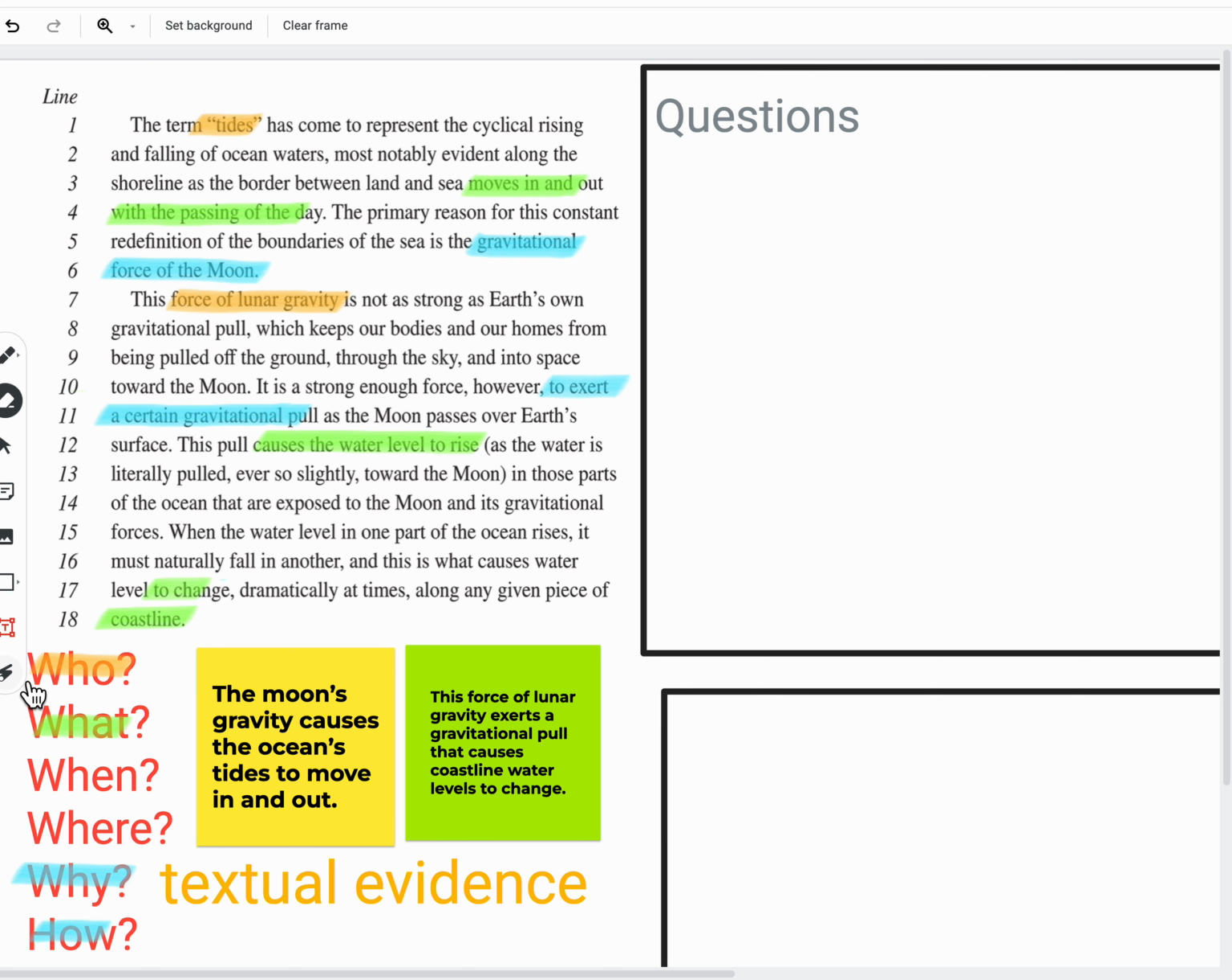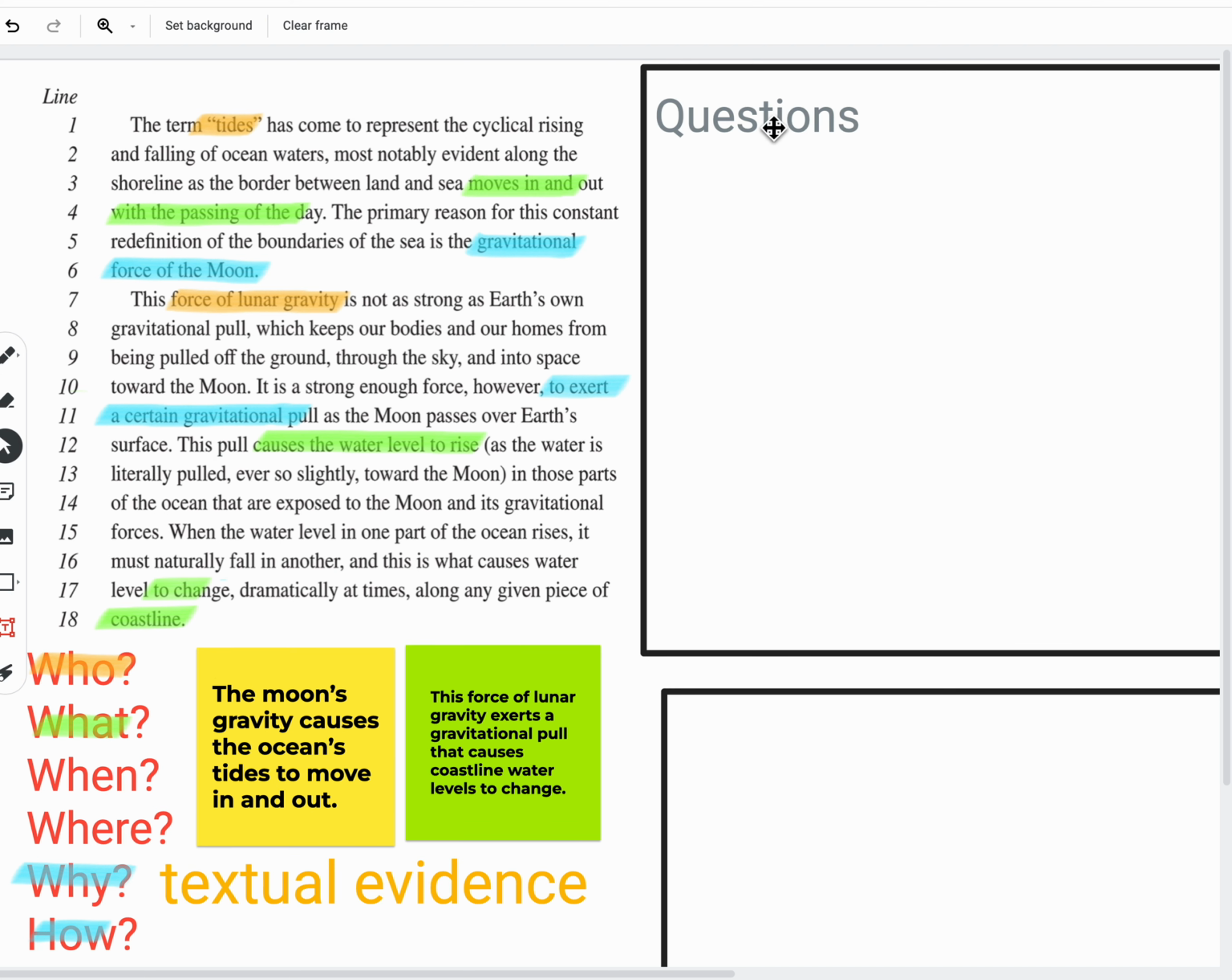Now if we want to put this into less words, just a few phrases, we can say the moon's gravity causes the tides. We have a cause and effect relationship. Now let's go to our questions. We'll begin with number 1.